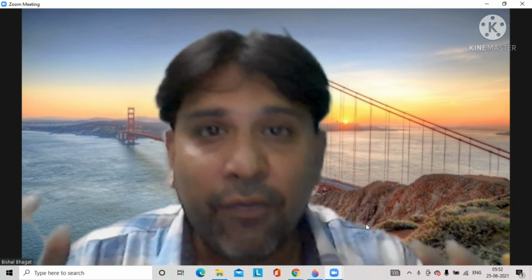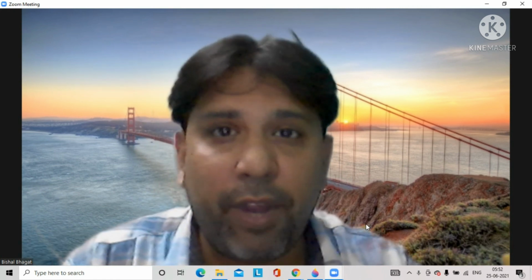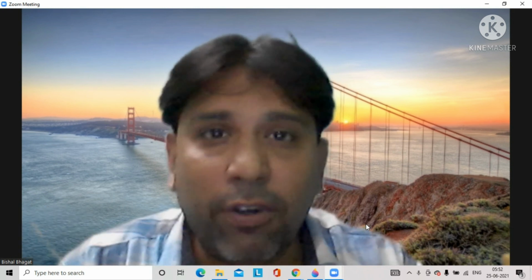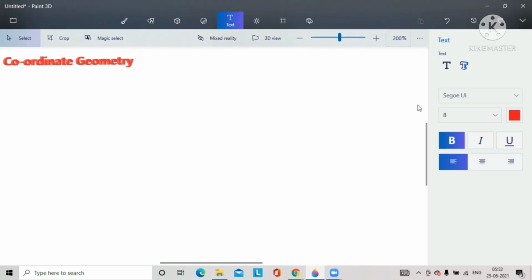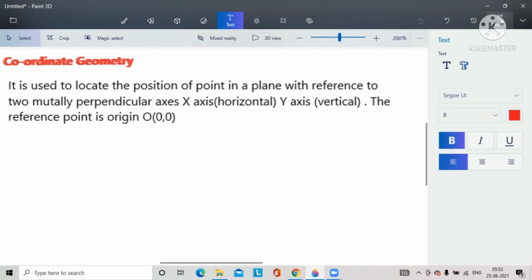So see, what exactly is coordinate geometry? Right. I want you to look at the screen. You'll be able to see. Now, coordinate geometry is a branch of mathematics which is used to locate the position of a point with reference to two mutually perpendicular axes, x-axis which is the horizontal axis and y-axis which is the vertical axis. And the reference point is origin.